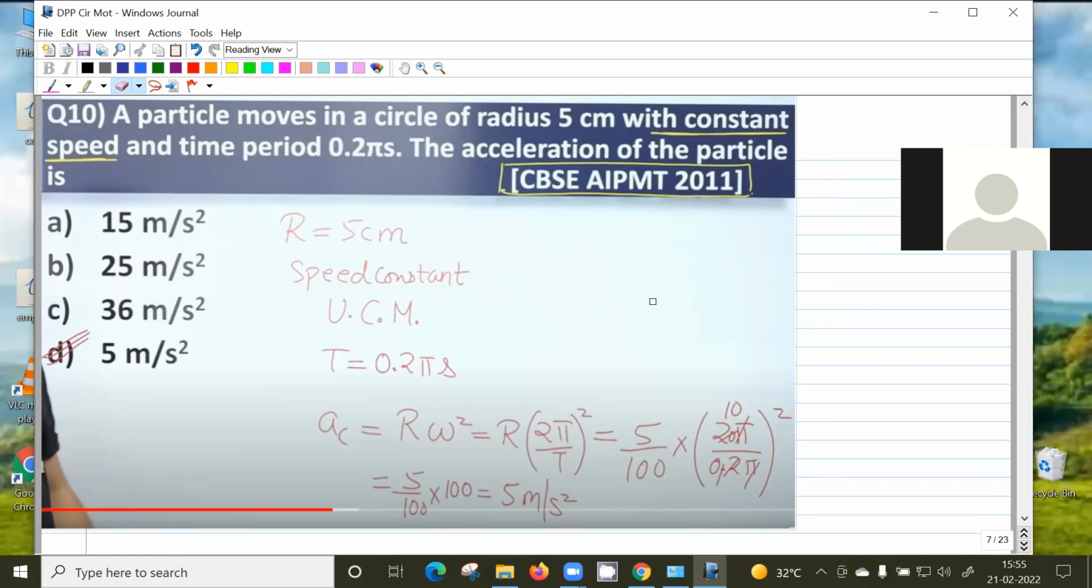So acceleration is what, in terms of omega? Centripetal acceleration. That is the acceleration, because for a particle moving in a circle, which is uniform circular motion, there is only one acceleration, which is towards the center. That is centripetal acceleration. How is it related to omega? And how is it related to v? Omega square r, and then v square by r.